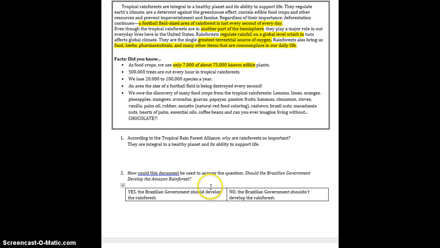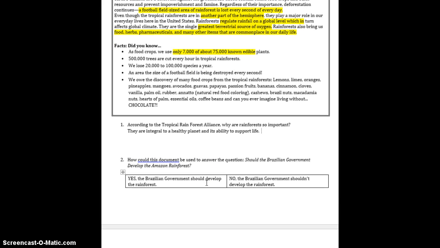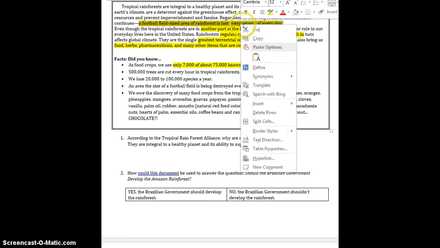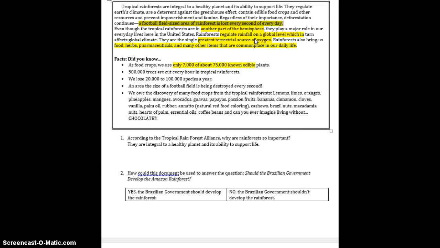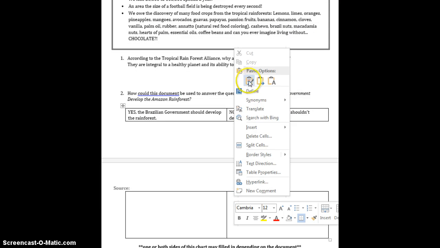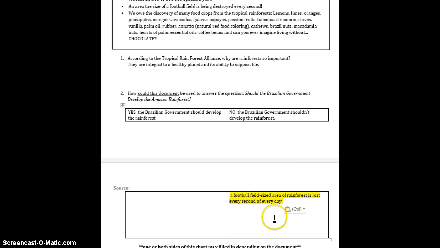Number two, how could this document be used to answer the question, should the Brazilian government develop the rainforest? I'm going to copy and paste some of this right here into that no column. You can be doing the same thing, using this information right down here.